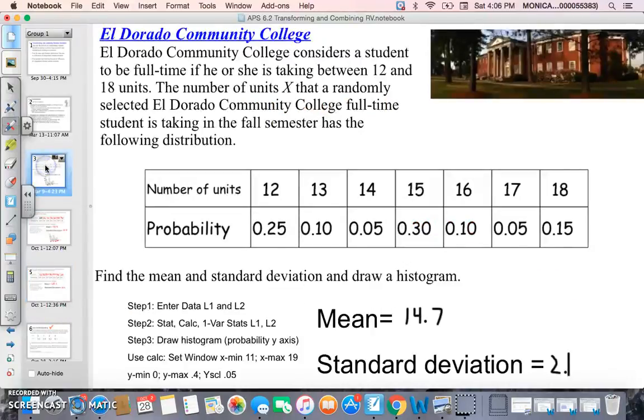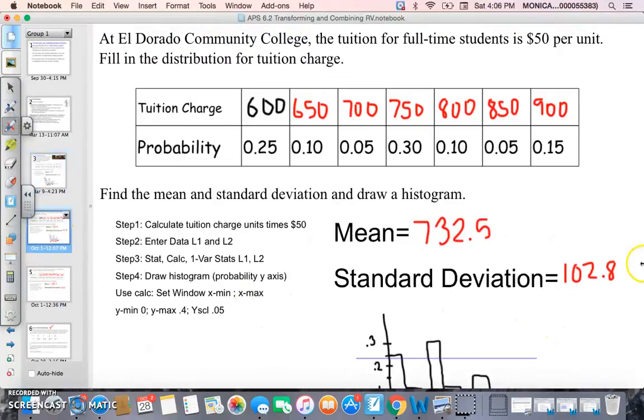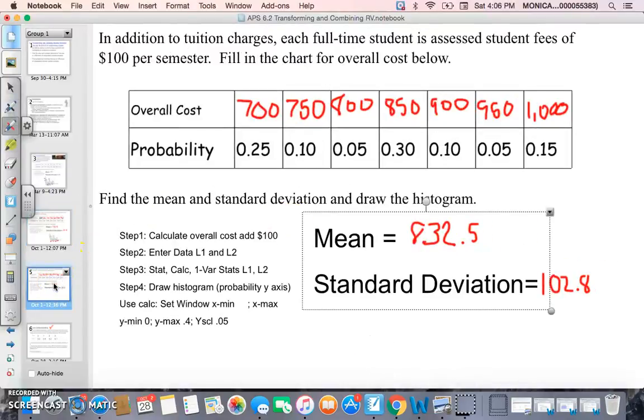And the same is true for the standard deviation. The standard deviation was 2.1 and our constant was 50. So if you go ahead and multiply 2.1 times 50, you get approximately 102.8. Again, it'll be a little different because of rounding issues. And again, because in this example we just added on a $100 student fee, the standard deviation doesn't change.